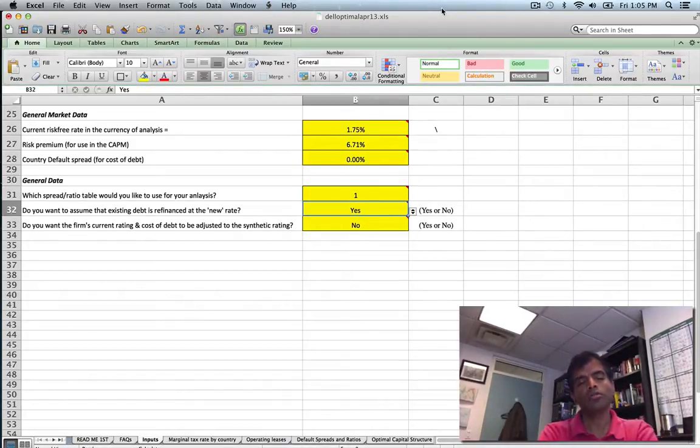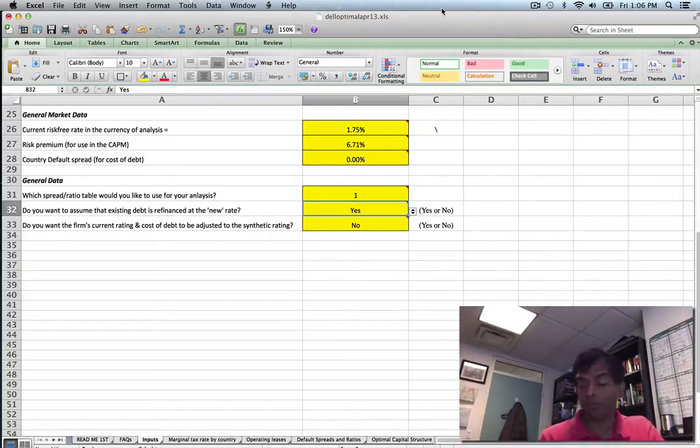I ask you, do you want to assume that the existing debt is refinanced at the new rate? You're saying, what the heck are you talking about? Remember, as you increase your debt ratio, your rating might drop. If your rating drops, here's what I do in the spreadsheet. I take all of your existing debt, not just the new debt, all of the existing debt, and assume it gets refinanced at the new cost of debt, which might be much higher than your existing cost of debt. I do that partly to be conservative and partly because this old debt is going to come due at some point in time. And when it comes due, you have to pay the higher rate.